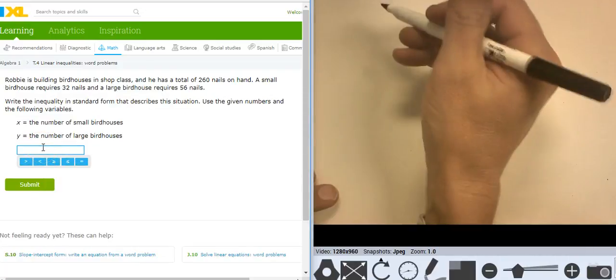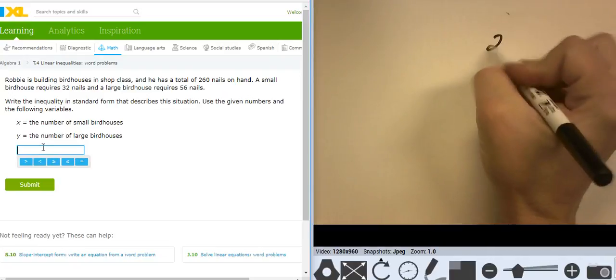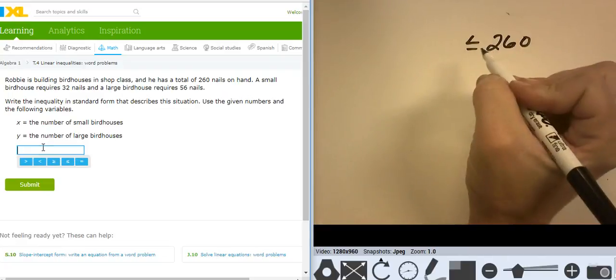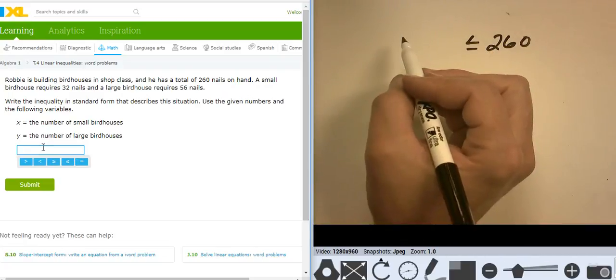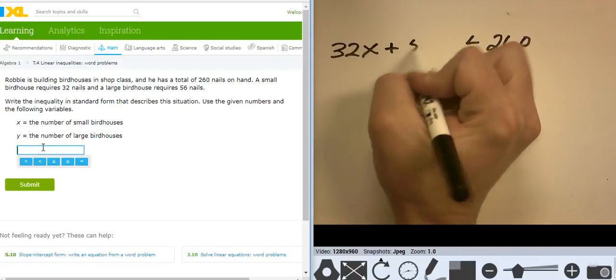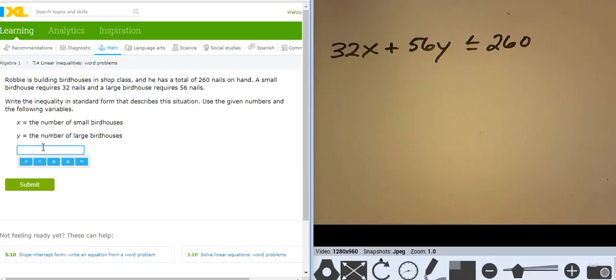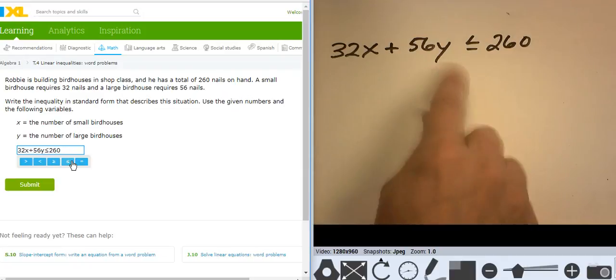Now it's going to change into actually having to create the inequality, not just match it. I like that. So Robbie is building a birdhouse. He has a total of 260 nails. So he can use less than or equal to 260 nails. A small requires 32 for the small, plus 56 for the large. Did I get that right? X is small, Y is large. There's my inequality. Let's type that thing in. 32x plus 56y is less than or equal to 260.